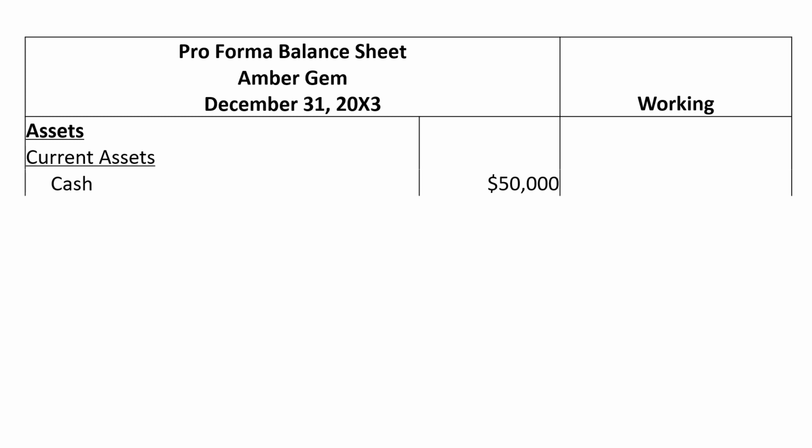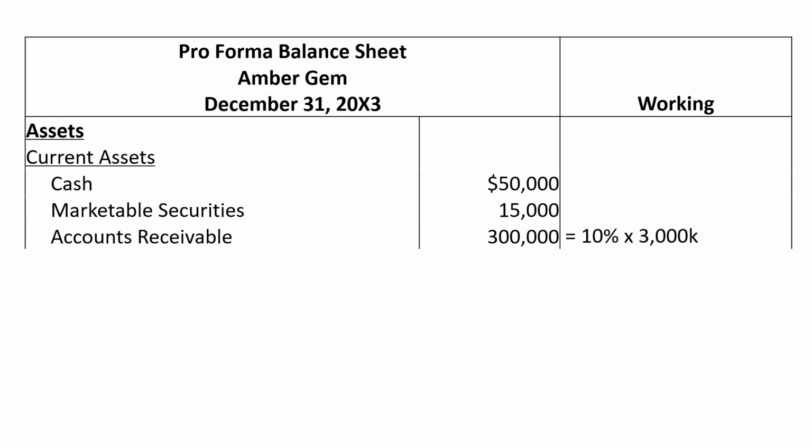From point number 1 in the question, a minimum cash balance of 50k is desired, so here will be 50,000. Marketable securities are expected to remain unchanged from the previous year to the new year, from X2 to X3, at 15,000. So here remain unchanged, same as the X2.